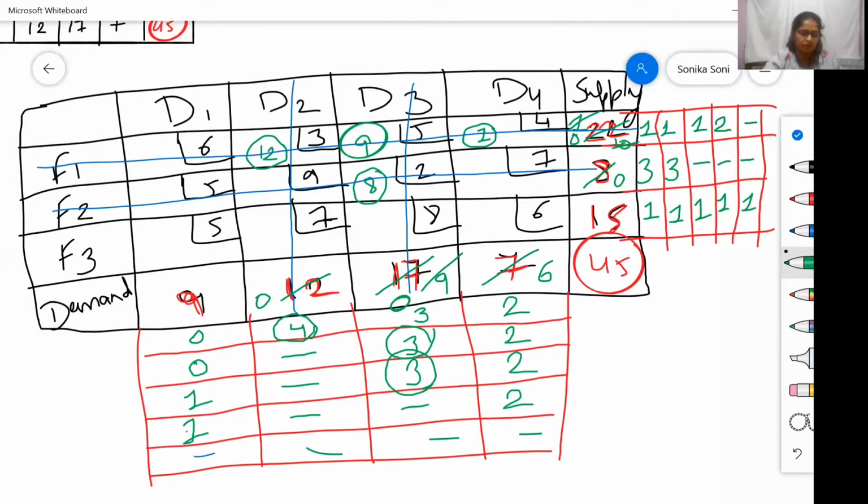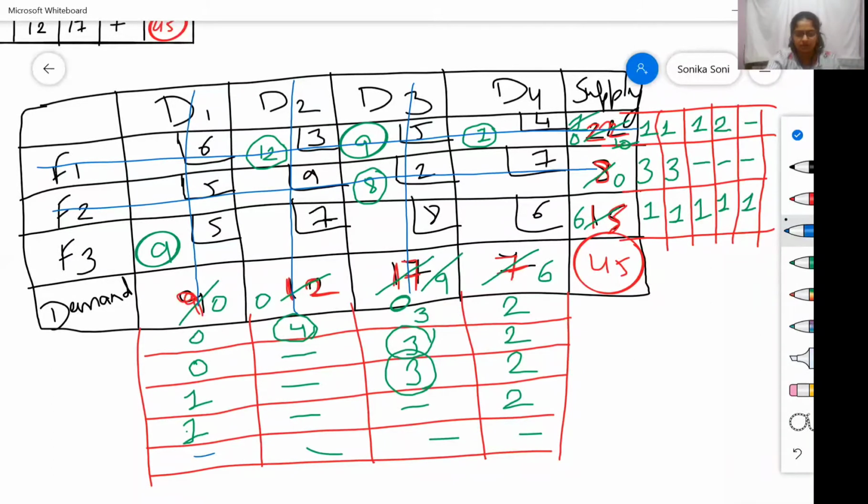1 we wrote, then in this we have to see the least cost, which is 5 here, and how much can we allocate here? We can allocate only 9. So we allocated 9 here as demand is 9. Then the demand became 0 and here the supply became 6. So we cancel the D1 column out.